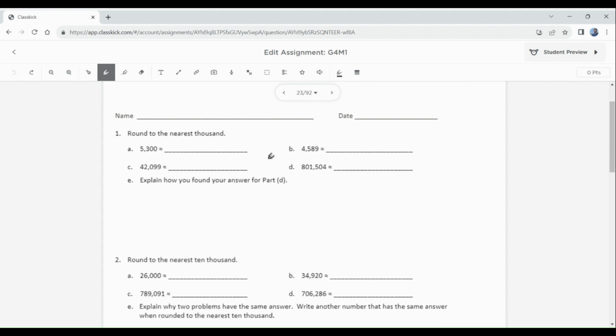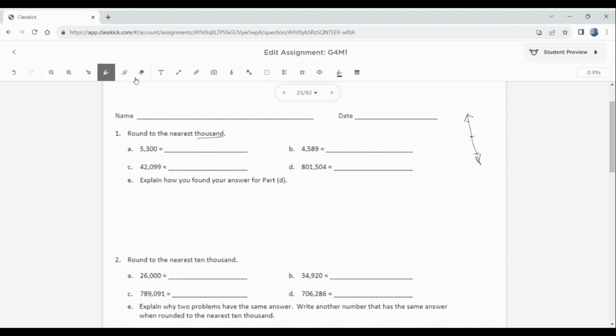It says round to the nearest thousand. So we're going to take each of these numbers from A, B, C, and D, and all of them are going to be rounded to the nearest thousand. Now, in the last video, we were using that vertical number line to help us with our understanding of the top number, the middle number, and the bottom number. We're going to try and move away from this and just use our understanding of the numbers and the digits in their respective place values and what they represent.